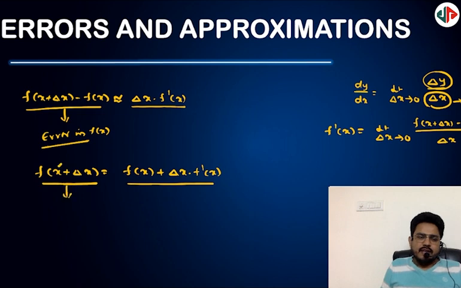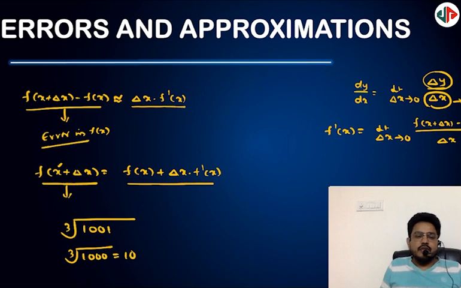So when the value of f of x is known to us, but if I want to find f of x plus delta x, we'll go for this one. For example, cube root of 1001. Because I knew the cube root of 1000 is equal to 10, but an additional 1 is there. So what we'll write? This delta x will be equal to 1, and we'll write 10 plus delta x into f dash of x. Okay?